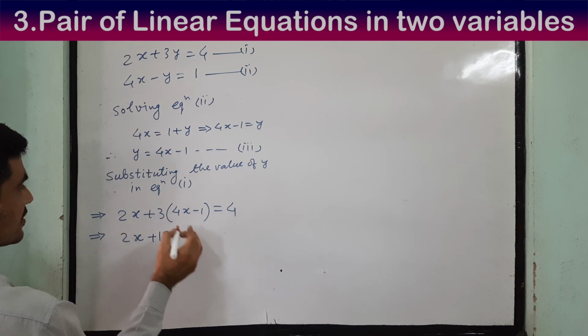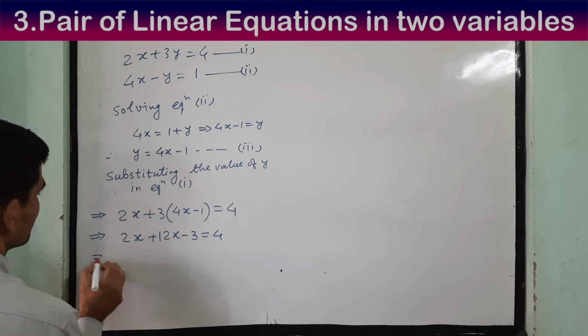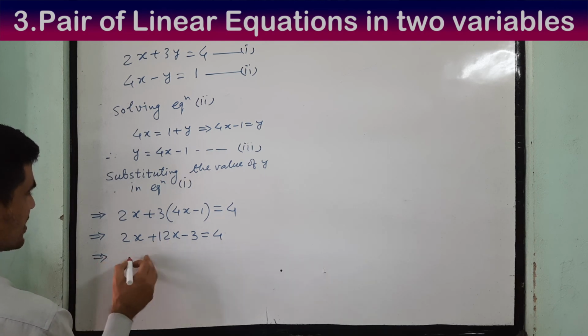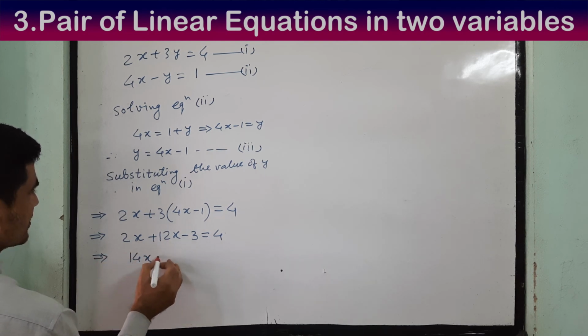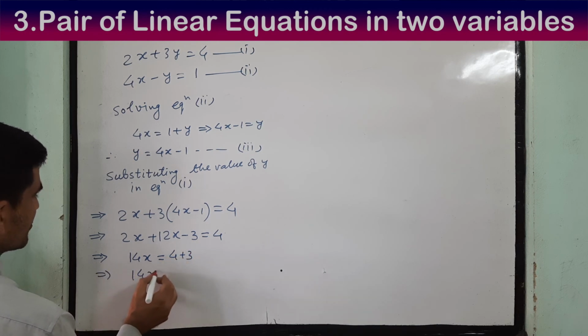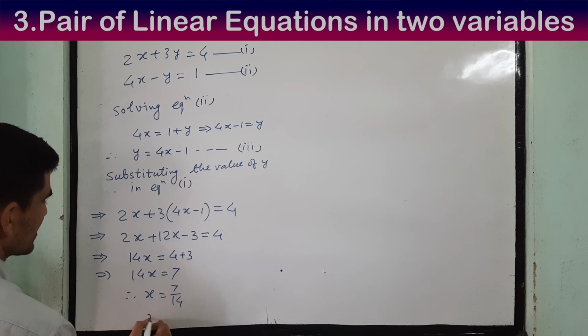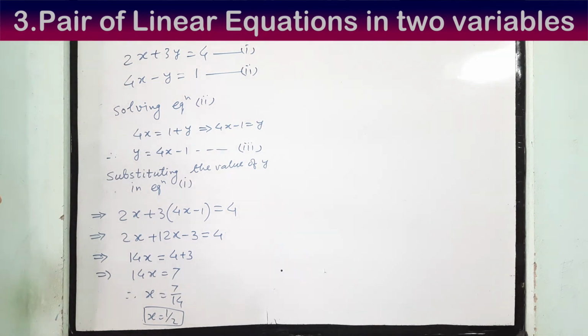12x minus 3 equal to 4. 2x plus 12, that is 14x. 4 plus 3. So we'll get 14x equal to 7, that is x equal to 7 by 14, x equal to 1 by 2, that is 0.5.